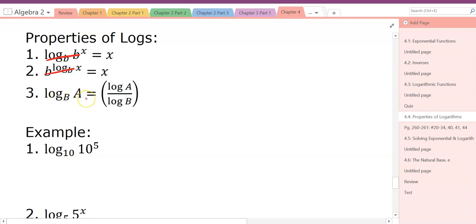Now this last one is when you have a logarithm and you can't actually solve it for just a whole number, then we have to use this new property where we do two separate logarithms and we divide to evaluate. So let's look at some examples. Number one looks like that first property where you have log 10, 10. Those are going to cancel each other out and you're left with just this 5.